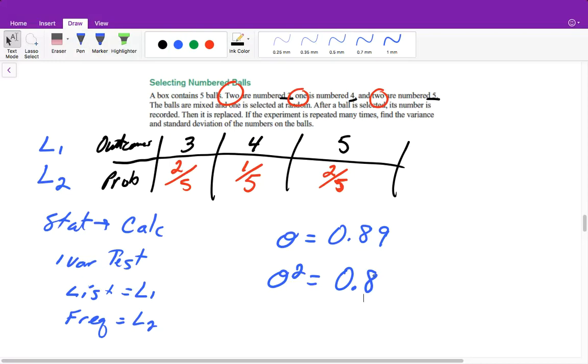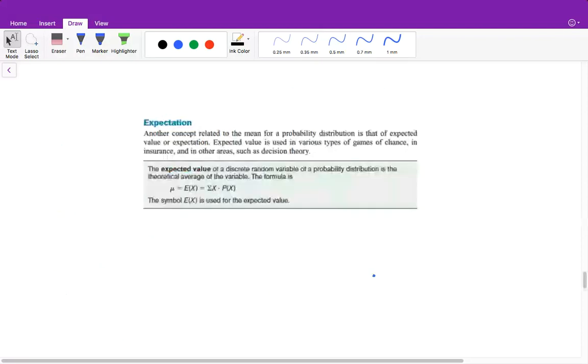All right, now there's one more thing we discussed in section 5.3, and we'll go over, I think it's one more question, and that's it for this video. The last thing that we need to discuss is called our expected value. And our expected value is the same thing as our mean. So we solve for it the exact same way.